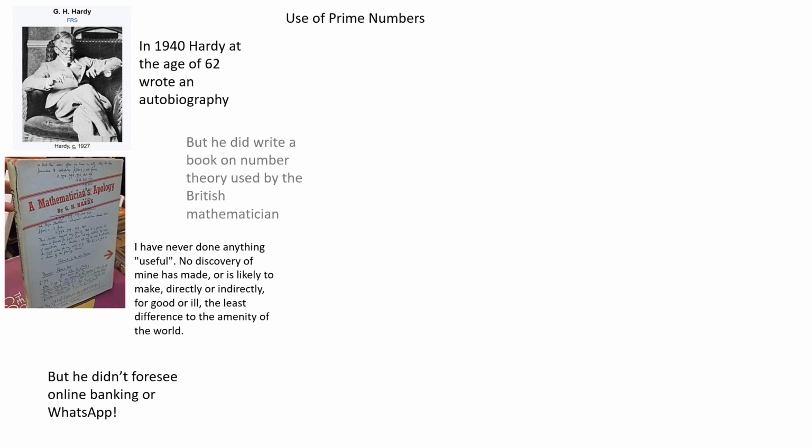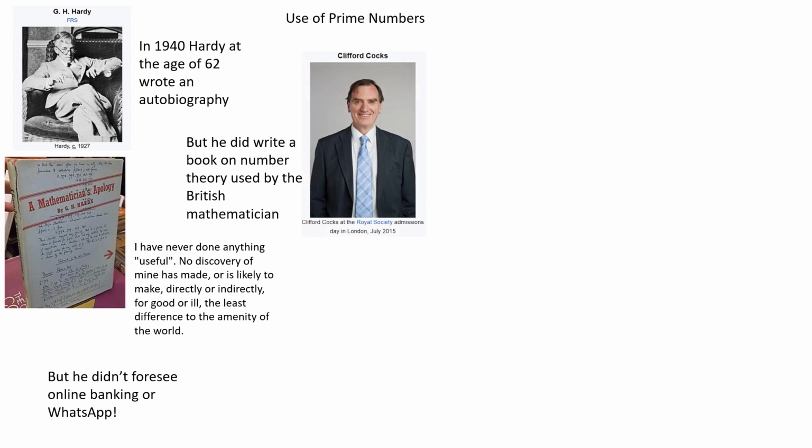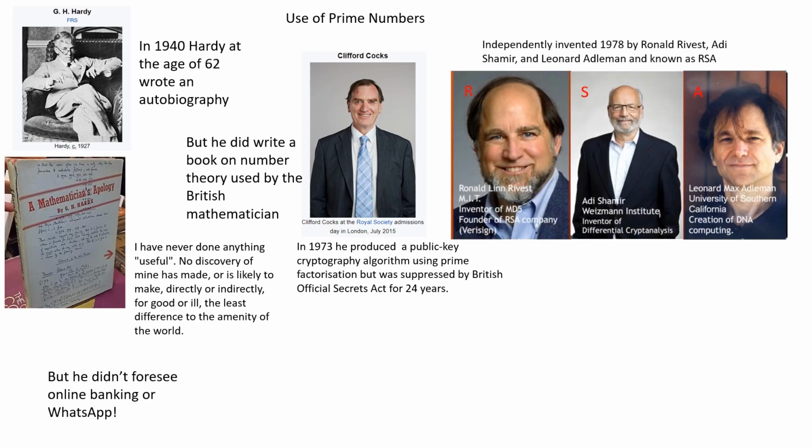In 1940, Hardy at the age of 62 wrote an autobiography. In it, he said, "I have never done anything useful." But he didn't foresee online banking or WhatsApp. But he did write a book on number theory used by a British mathematician. In 1973, he produced a public key cryptography algorithm using prime factorization. It was independently invented in 1978 and known as RSA.